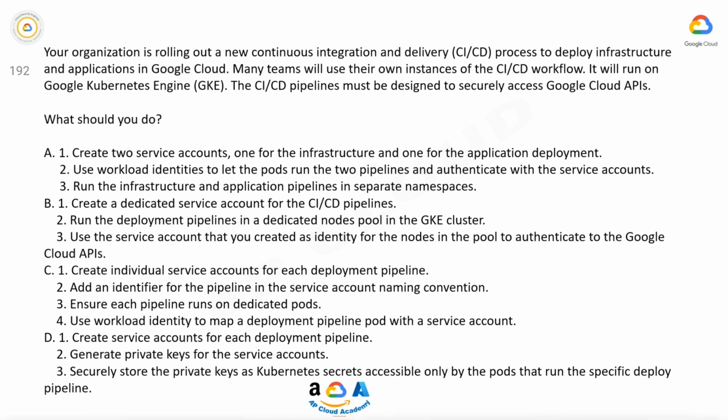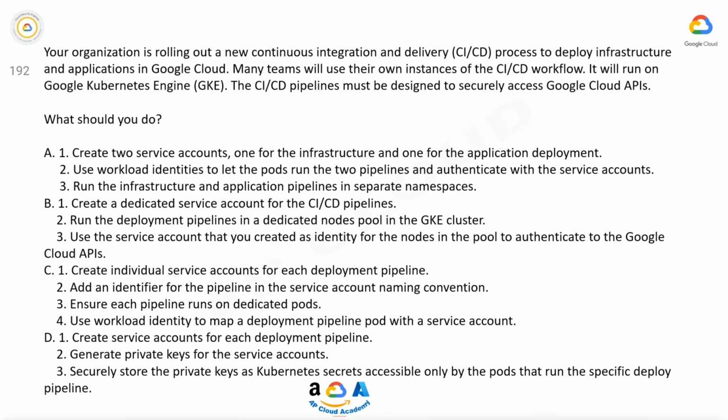Question number 192. Your organization is rolling out a new continuous integration and delivery (CI/CD) process to deploy infrastructure and applications in Google Cloud. Many teams will use their own instances of the CI/CD workflow. It will run on Google Kubernetes Engine, GKE. The CI/CD pipelines must be designed to securely access Google Cloud APIs. What should you do?